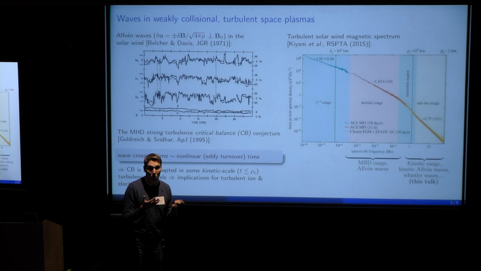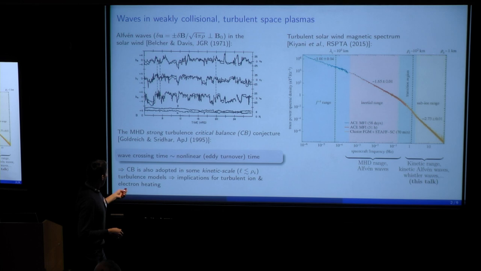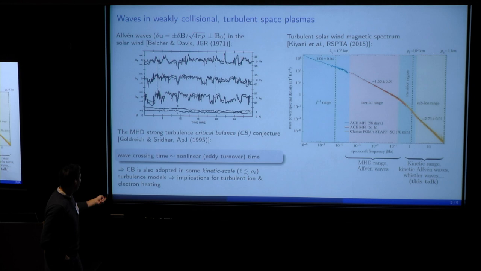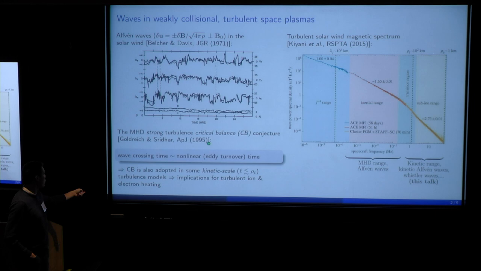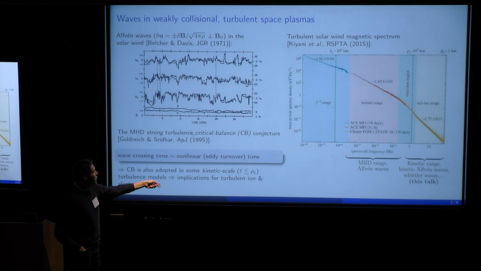So how do we combine these two aspects? Well, there's a well-known conjecture, appropriate for strong wave turbulence, which is the case I'm going to consider in this talk, by Goldreich and Sridhar from 1995 for MHD, which says basically that the wave crossing time is, up to order unity, in balance with the nonlinear eddy turnover time. And this is a statement that is made scale by scale. This concept has more recently also been adopted in some kinetic scale models of turbulence. And as I mentioned, it has some interesting implications for the ion and electron heating. So this is the range that I want to focus on in this talk, right here.